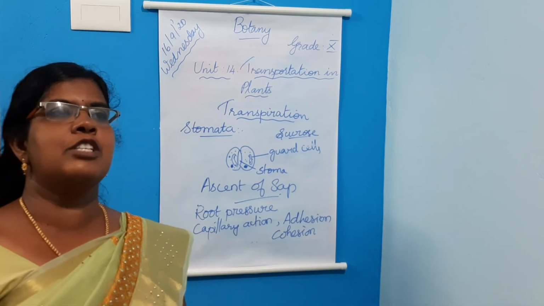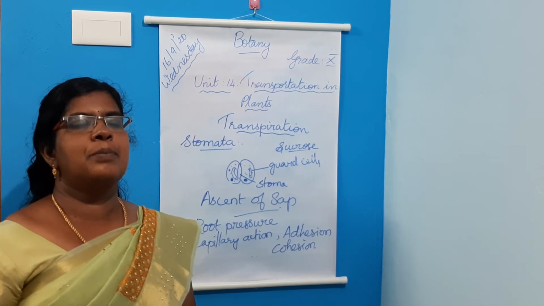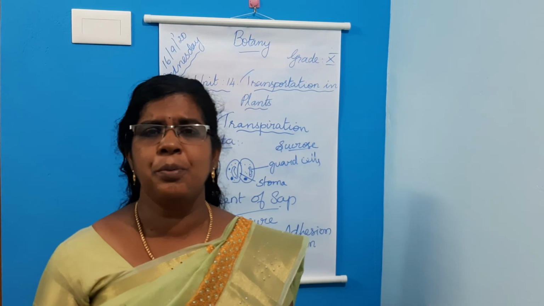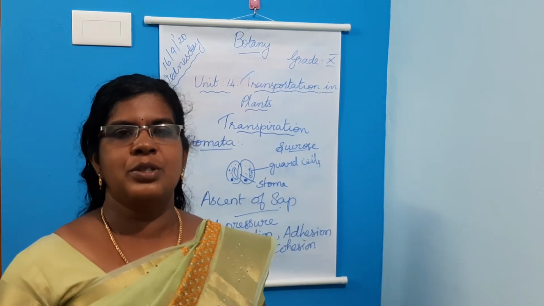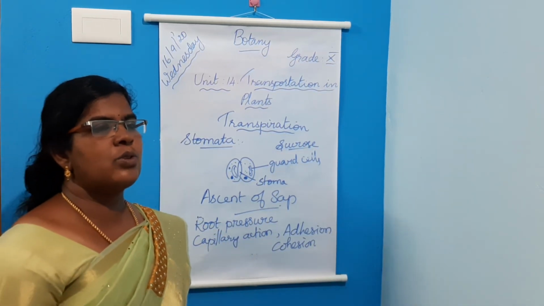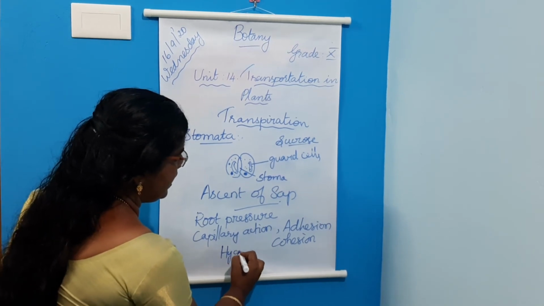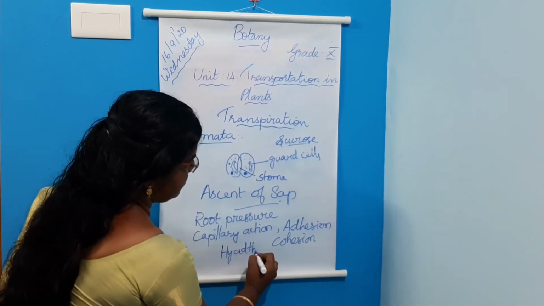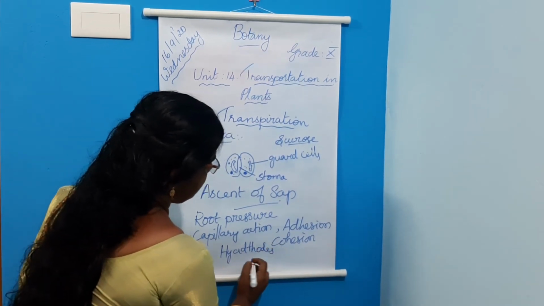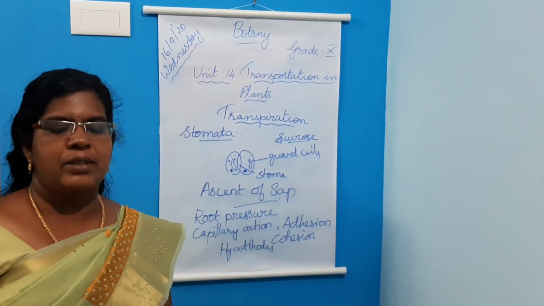Next, when the climate is humid, excess water present in the leaf or the plant is exuded out in the form of liquid. That process is called guttation. When the climate is humid, the excess water comes out in the form of liquid. That is called guttation. It takes place through special structures called hydathodes.